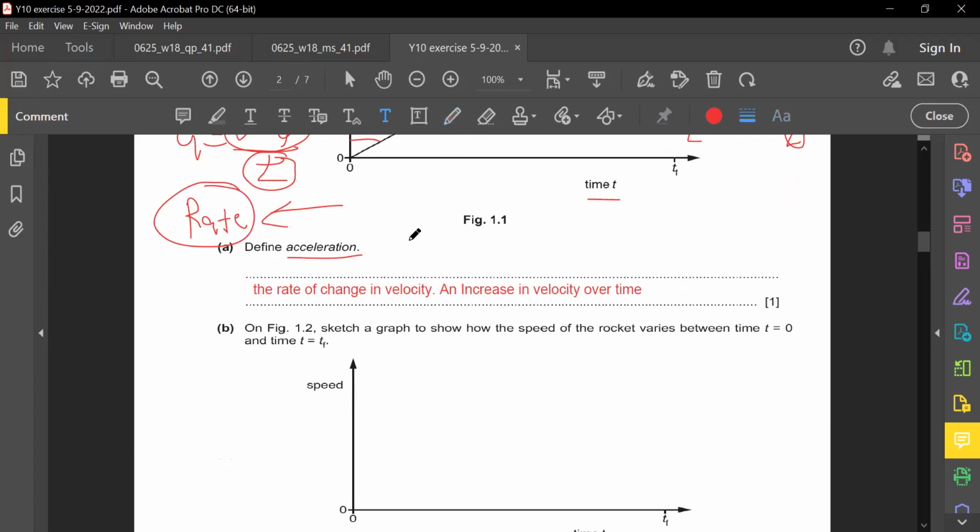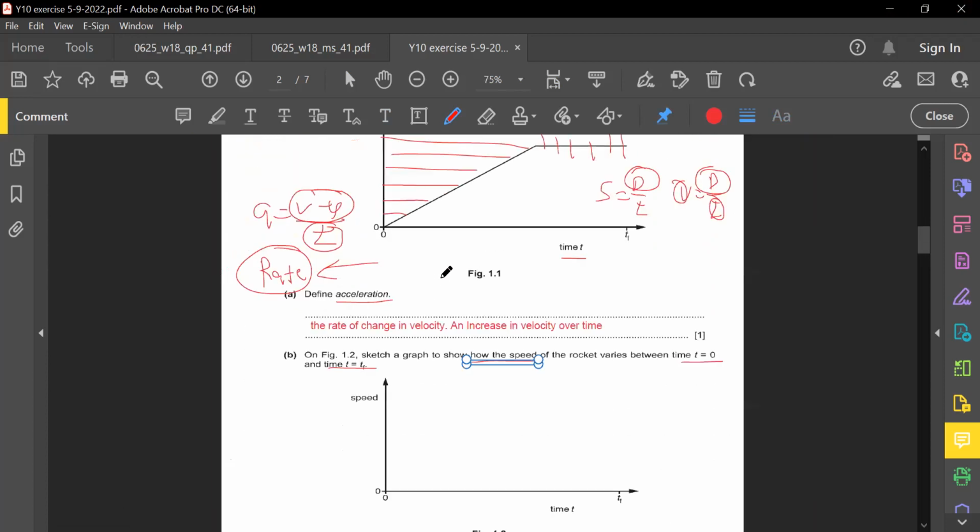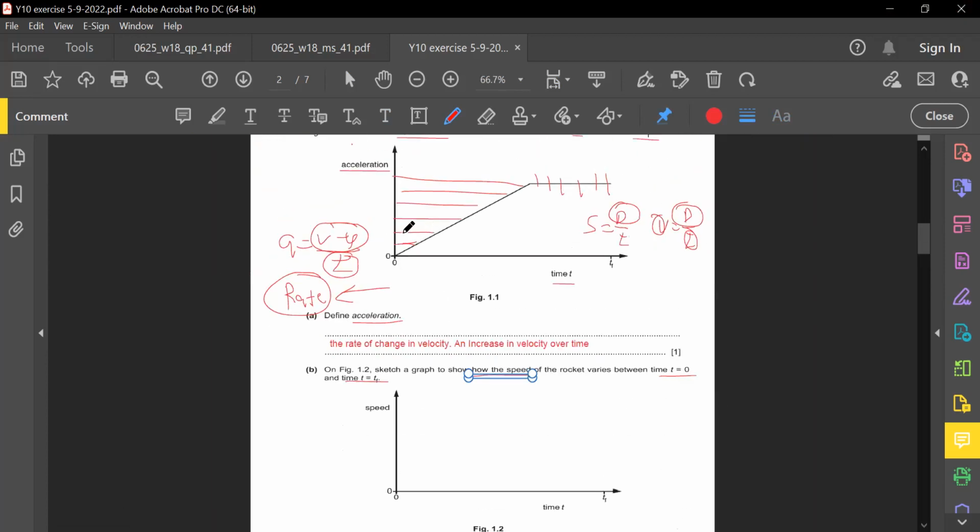Then the next part here, figure 1.2: sketch a graph to show how the speed of the rocket varies between time equals 0 and time equals t. I understand that there is an increase in acceleration now, so do you think this is correct if I draw a straight line upwards? No. How should the graph look instead? Like this, is it? Until there. Okay, until here. This is not right. Okay.